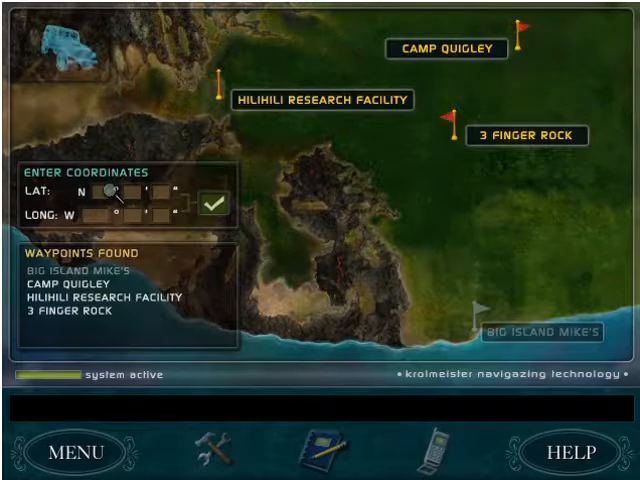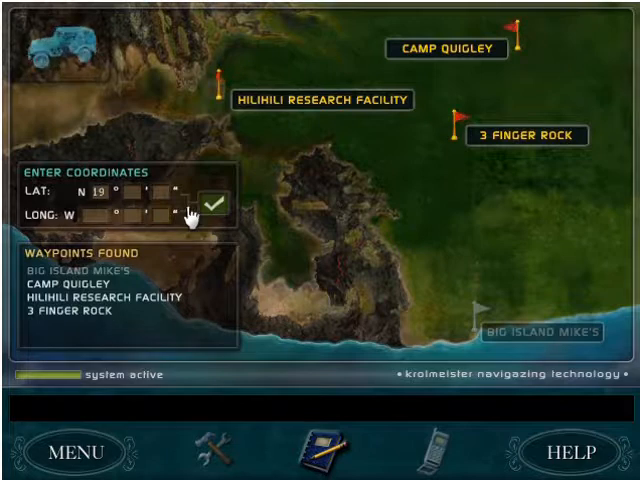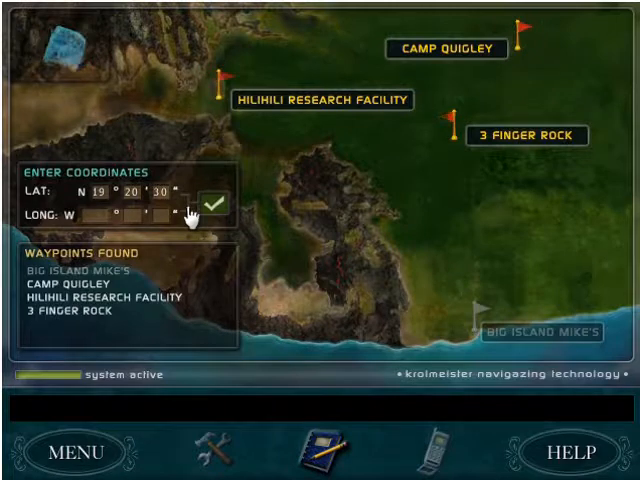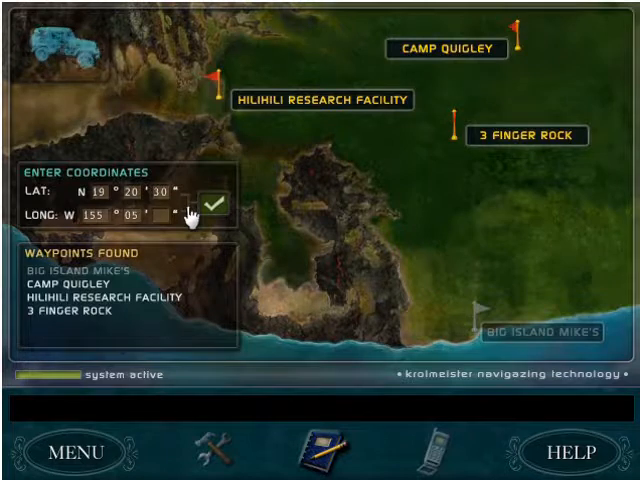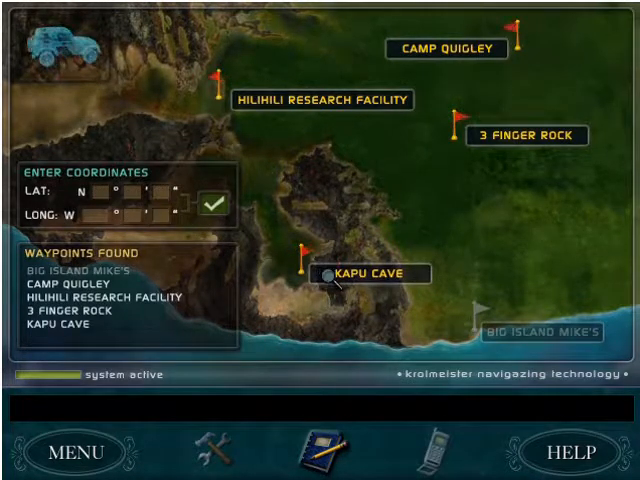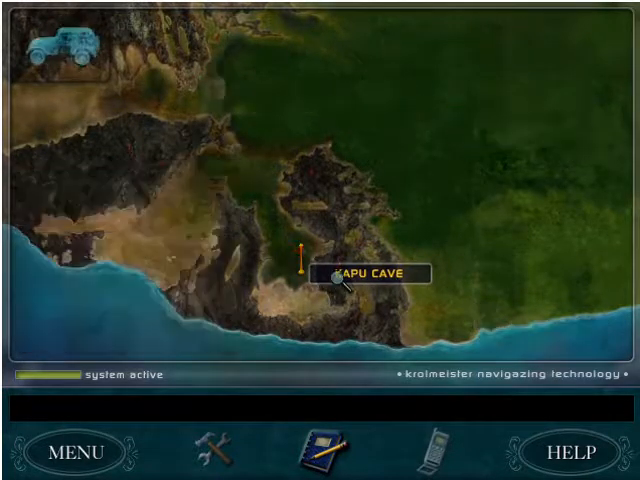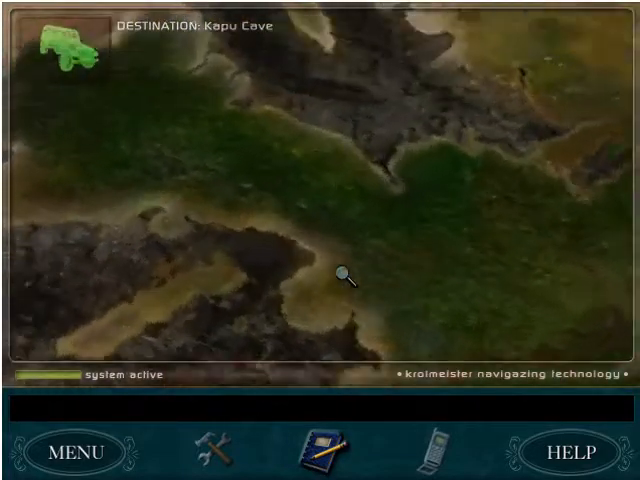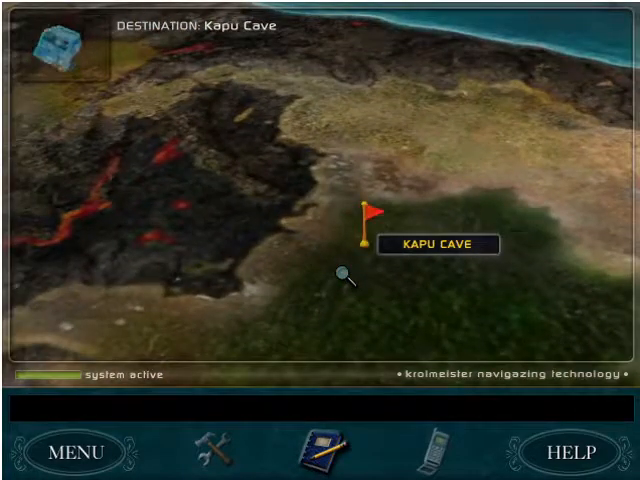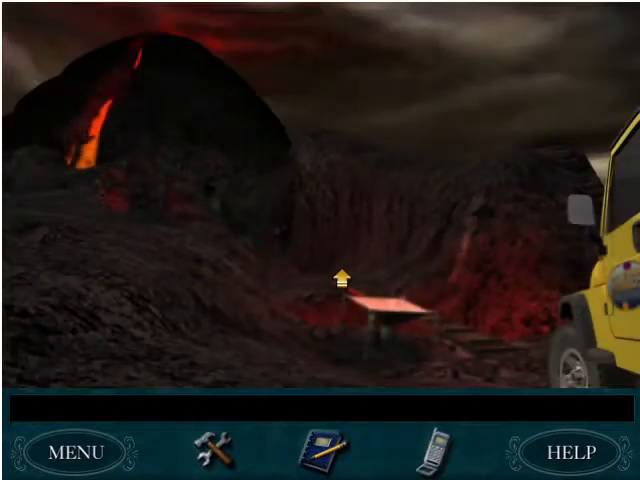So now we need to go to Kapu Cave. So let's put in our new coordinates that we found on the clipboard. So 19, 20, 30 and 155, 05, 33. Aha! New waypoint. Just like in Danger on Deception Island when we also had to use a GPS. All right, let's go to Kapu Cave. Gonna find some more frass. Ooh! Hello, volcano and lava.